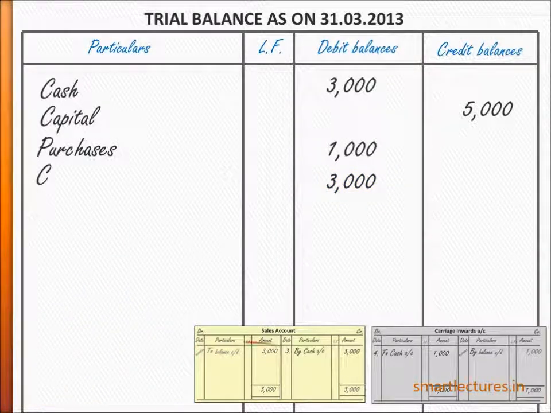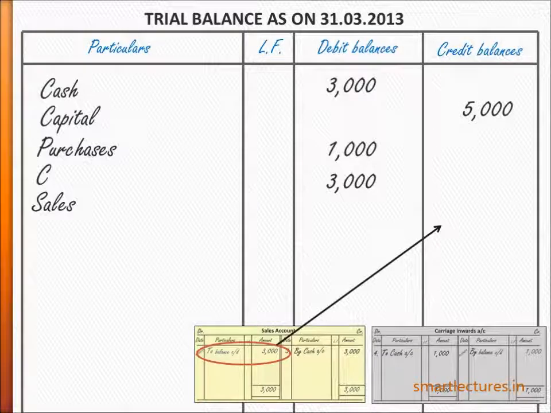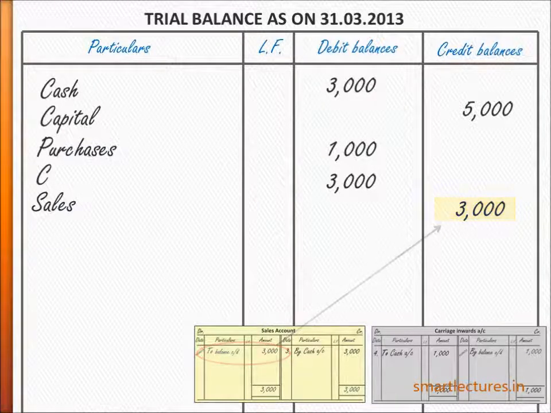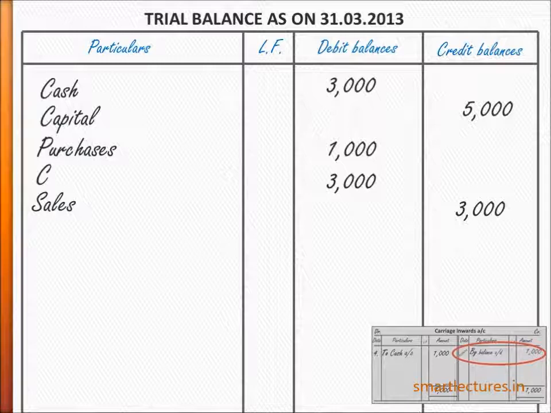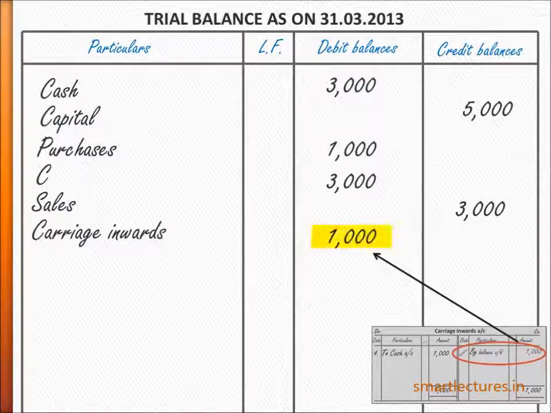After C, it's a sales account. To balance c/d rupees 3,000. It is on the debit side. It will move to the credit side. Sales rupees 3,000. Now carriage inward account. By balance c/d rupees 1,000 on credit side. It will go to the debit of trial balance. Carriage inward rupees 1,000.